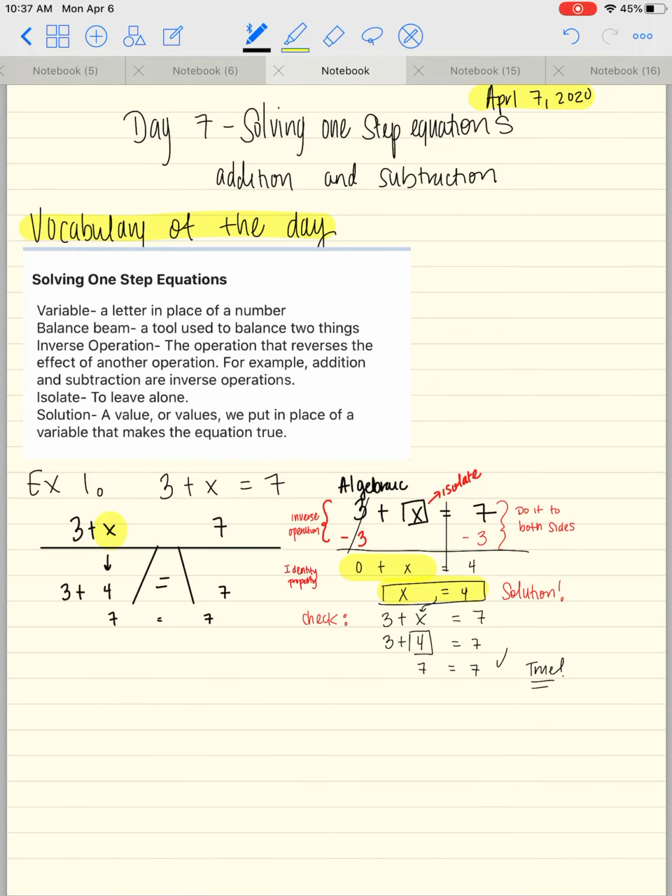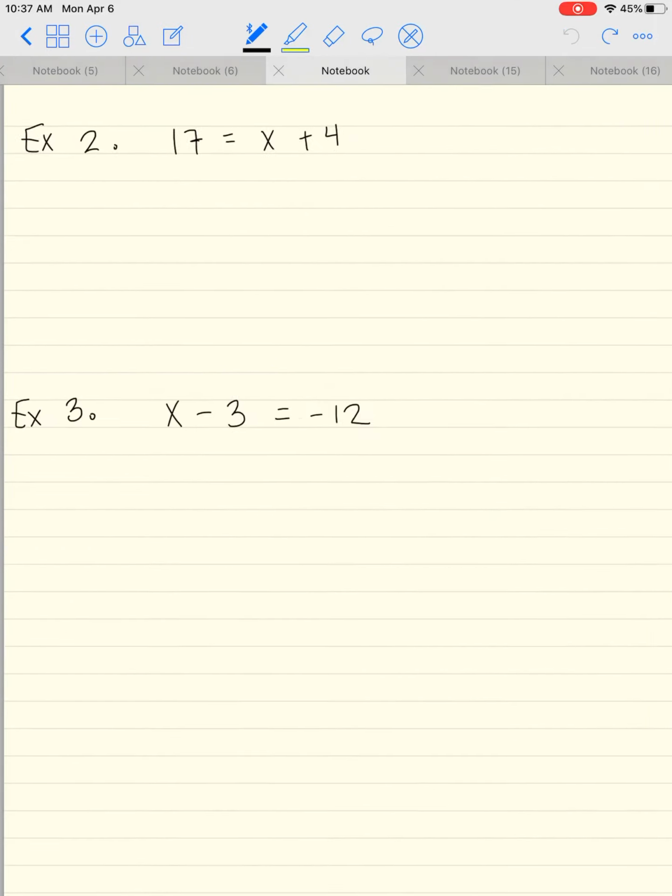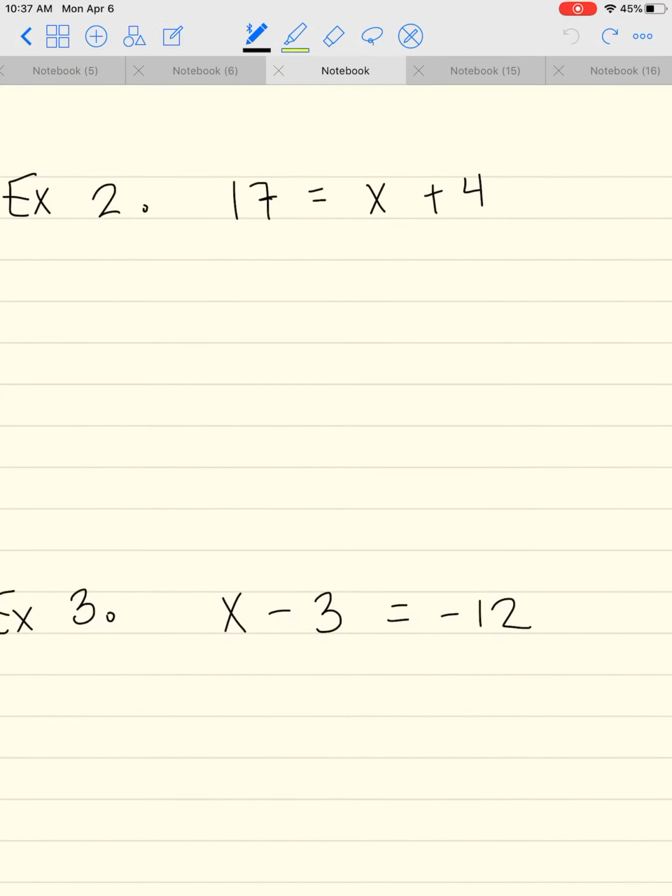This is a very simple example where you simply have the variable on the left side and you're just subtracting to isolate the variable. Let's take a look at another example and let's see what the difference is now, because you will have different types of examples. Let's take a look at example 2. Example 2, now I have 17 equals x plus 4. If you notice now, the variable is now on the right side. So that's the difference between example 1 and example 2. Let's write that down. Now the variable is on the right side.